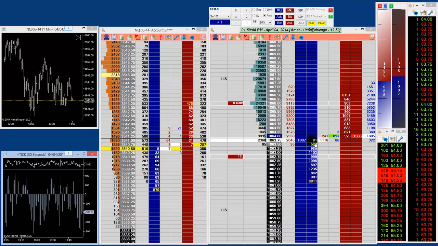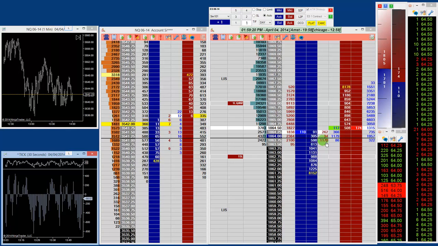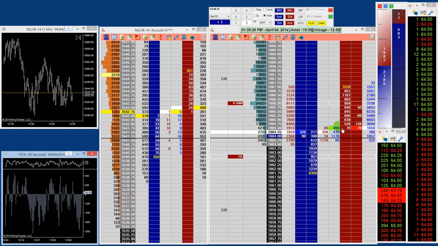Okay, now we've got some size. You can look at what's happening here on the bid. They've added 1,000 to the bids. They're showing 50, 60 contracts, but 1,100 have traded. So basically they were showing a really small amount of contracts, 1,100 traded. So there's some sellers trapped at 63.75. Okay, buyers need to respond.